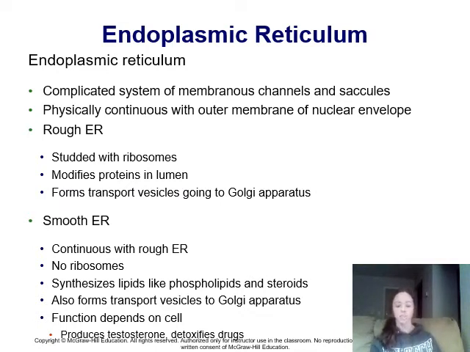Instead of proteins, it is going to make lipids, like phospholipids and steroids. Once these lipids and steroids are done, they will also be put into vesicles and sent off to the Golgi apparatus. And the function of the smooth ER will just depend on the particular cell it's in.